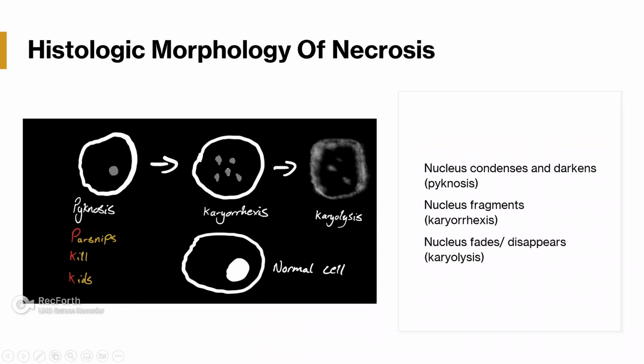So the histologic morphology of necrosis. The nucleus condenses and darkens, so we've got our pycnosis. Then the nucleus fragments, splitting off into loads of little bits, and that is karyorrhexis. And then in karyolysis, which is the final step, the nucleus fades and disappears, so you get this really faint outline. You can make any sort of acronym you want. I just went with parsnips kill kids, just because I thought it was funny. But to go over that again: the nucleus condenses and darkens, the nucleus fragments, and then the nucleus fades and disappears.